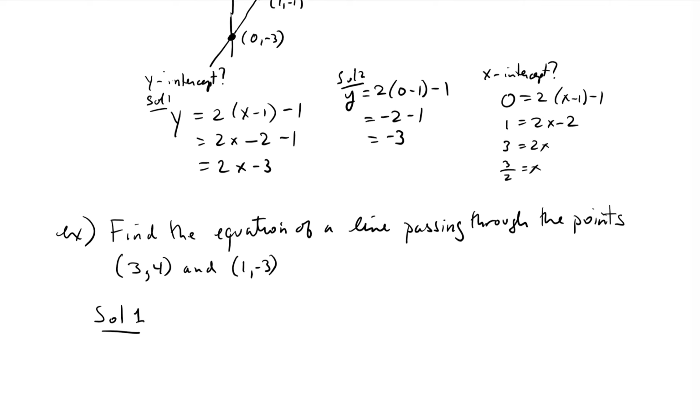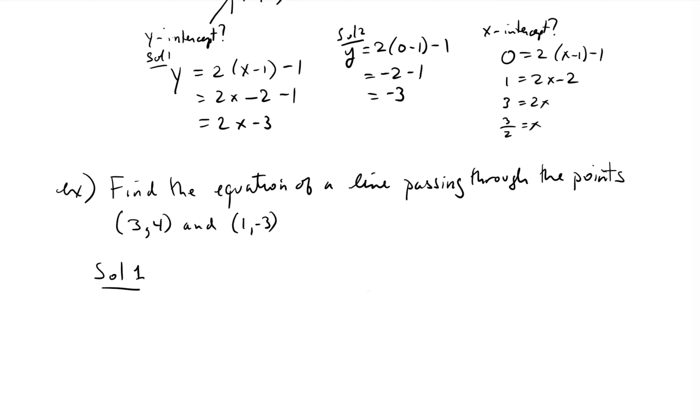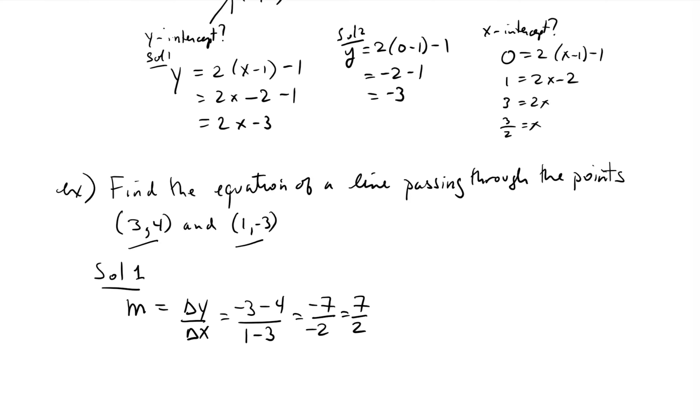So one thing I can do here is calculate the slope. So slope is going to be delta y over delta x. So maybe minus 3 minus 4 over 1 minus 3. So that's minus 7 over minus 2. And after simplifying, 7/2. So this is a line that's going to go up, right? Positive slope. And so I've got the slope, and I actually have 2 points. So I have more than I need.